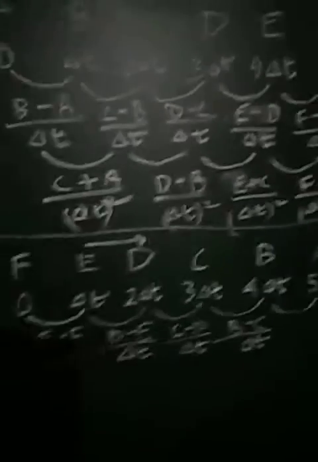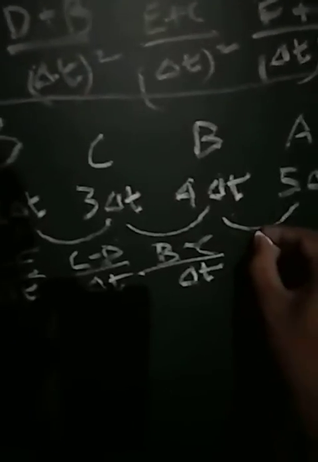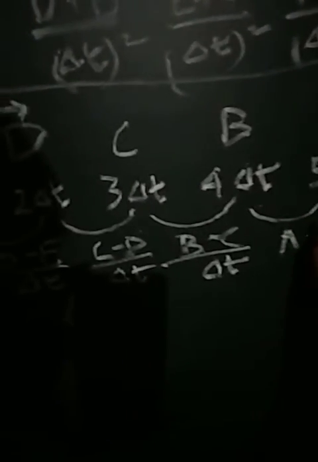Here it will be c minus d by del t, and here it will be b minus c by del t, and here it will be, have you seen it? I think it has some problems due to tremors in my hand. C a minus b by del t.